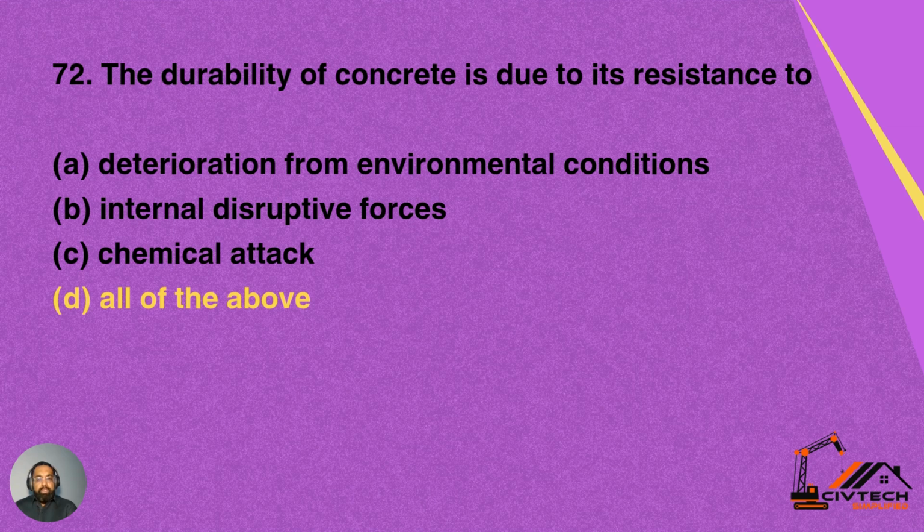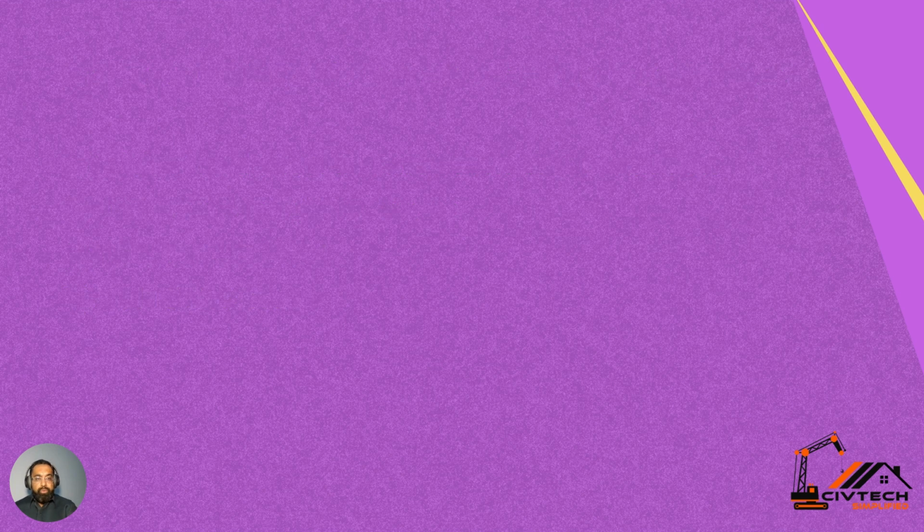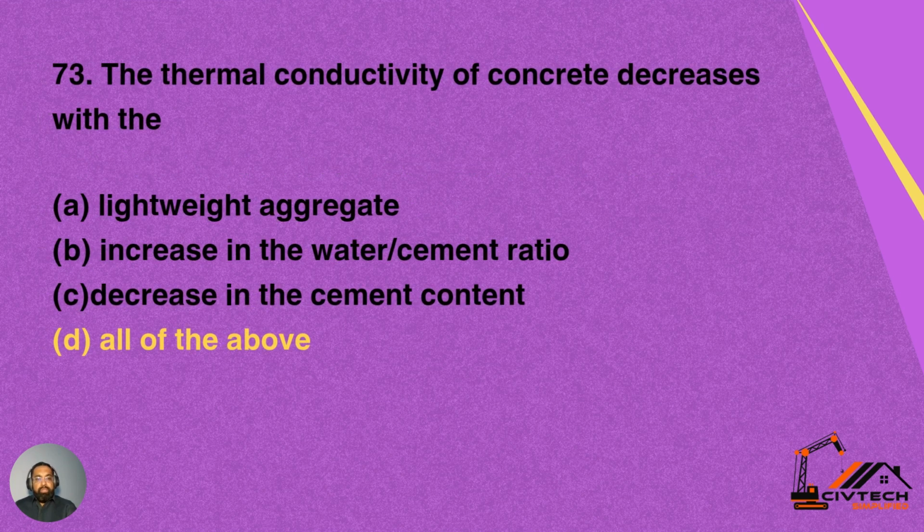Then we have question number 72. The durability of concrete is due to its resistance to: A deterioration from environmental conditions, B internal disruptive forces, C chemical attack, D all of the above. The durability of the concrete is due to its resistance to all of the above: deterioration from environmental conditions, internal destructive forces, chemical attack. So D is the correct answer for this question.